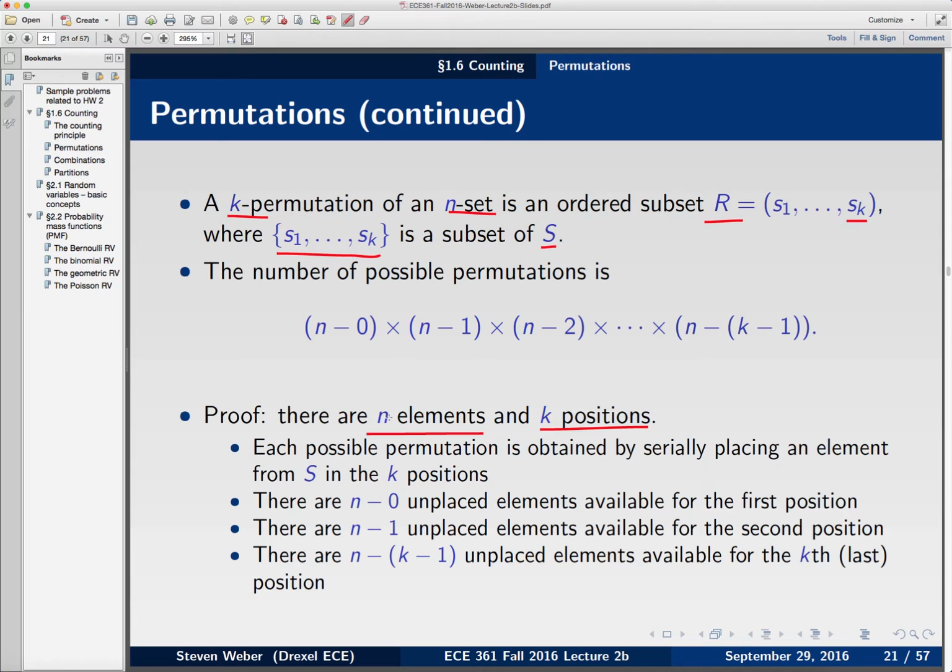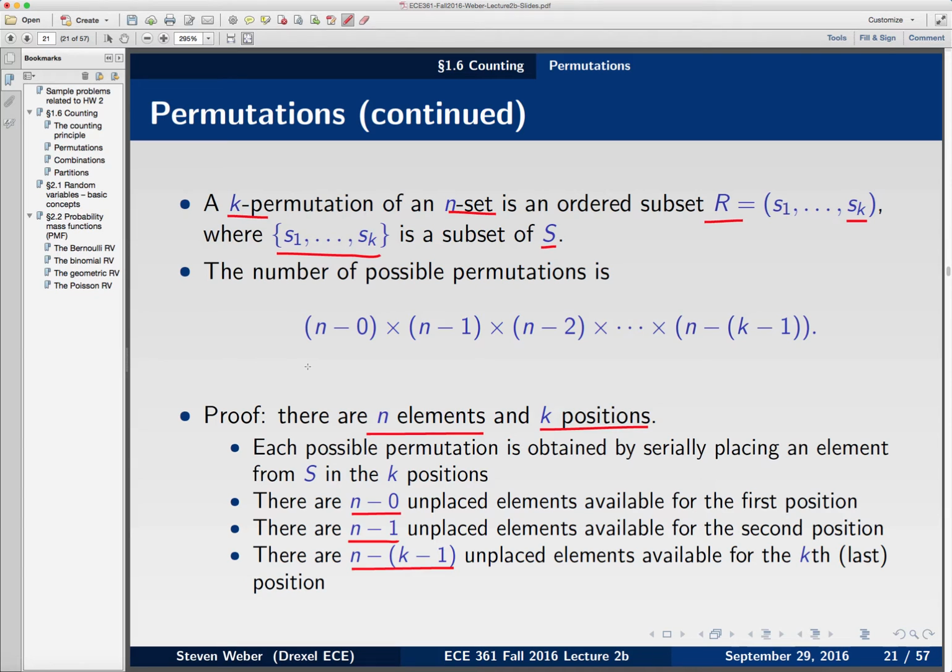We look at the first possible position. There are n possible elements to place in that position. So any permutation that we form is going to have n possibilities for that first place. Whatever we place there in that first position, it's going to leave n minus 1 unplaced elements available for the second position. Repeating this argument at every stage for every position, at the very end there will be n minus the quantity k minus 1 unplaced elements for the kth or last position.